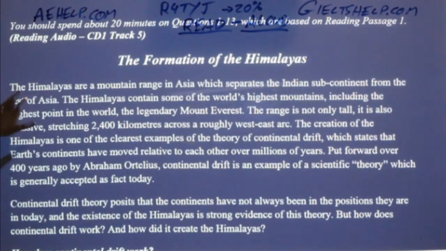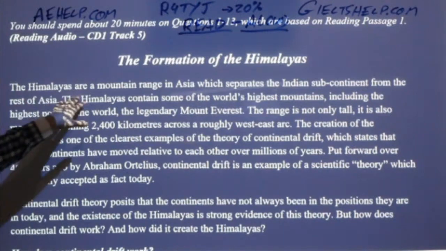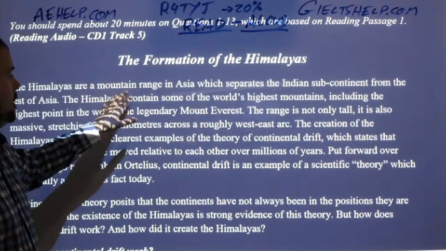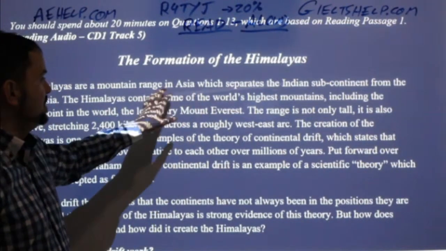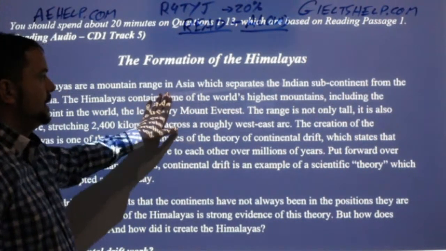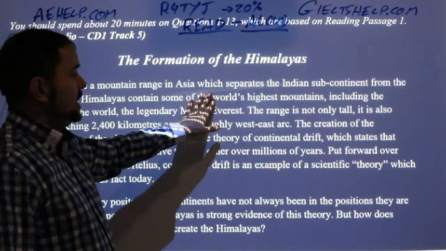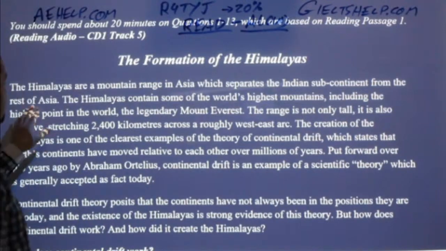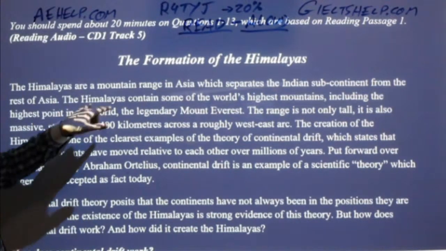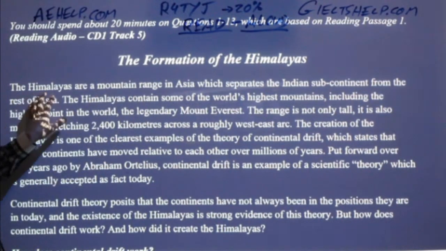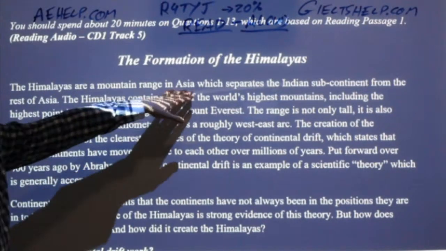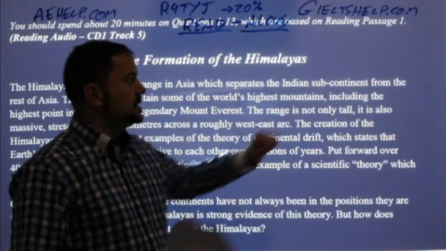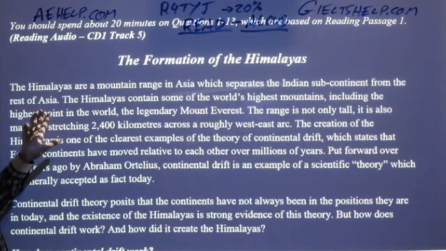So here we go. Read with me, okay? The Himalayas are a mountain range in Asia. The Himalayas are a mountain range in Asia. Okay, so I'm going to stop there. And then I'm going to read my second phrase, which separates the Indian subcontinent from the rest of Asia. So here I have two phrases. The Himalayas are a mountain range in Asia. And then the second phrase is, which separates the Indian subcontinent from the rest of Asia.